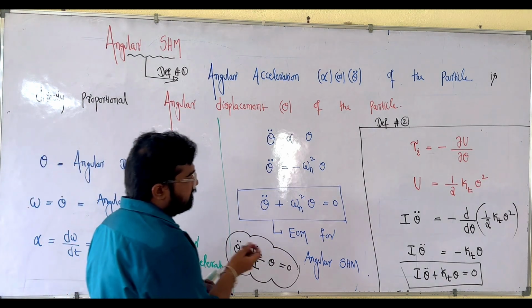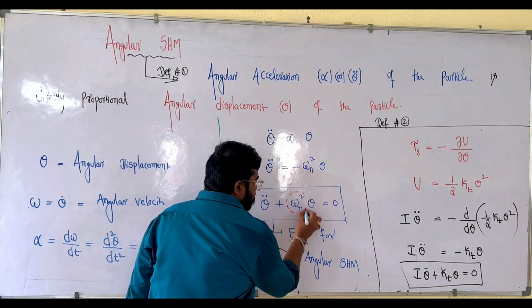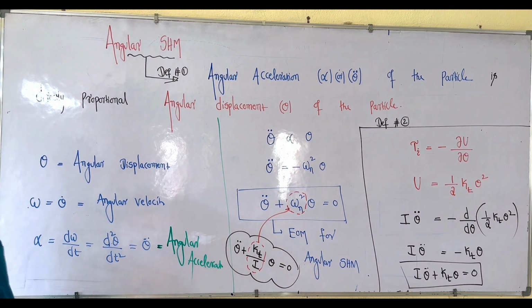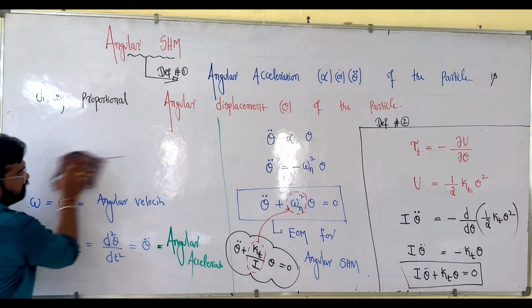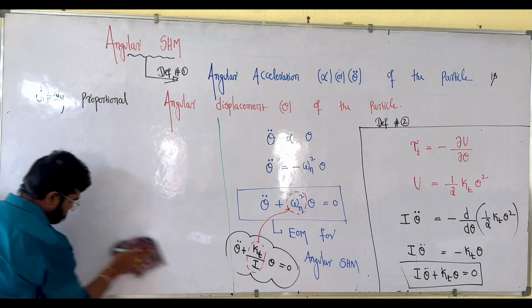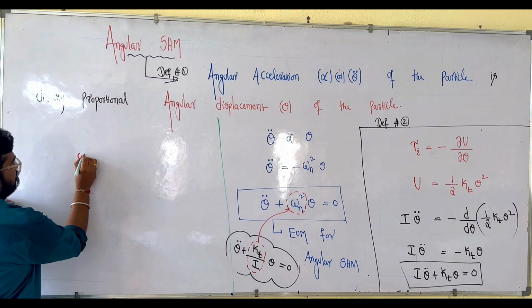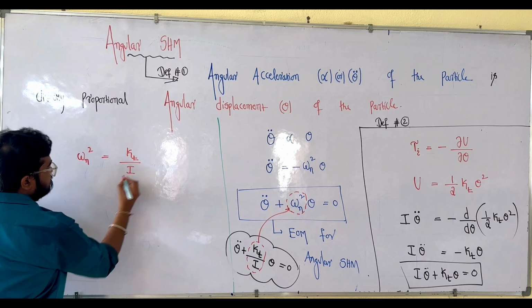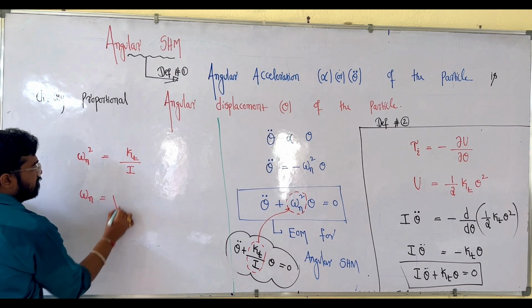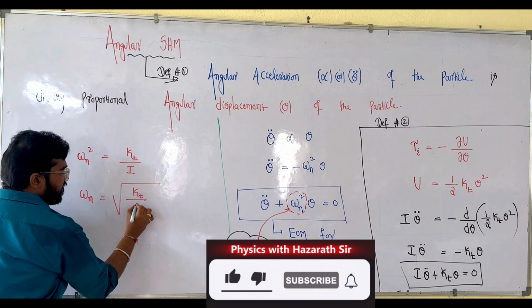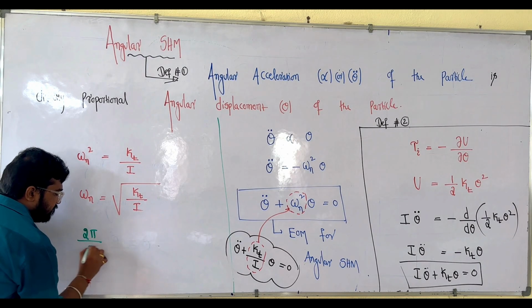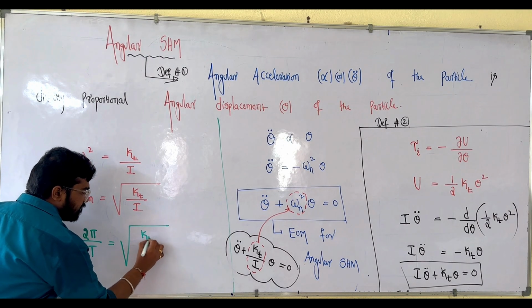Omega n square can be replaced with this K_T by I. Omega n square equals how much? K_T by I. So here omega n equals the square root of K_T by I. 2 pi by T equals how much? Square root of K_T by I.